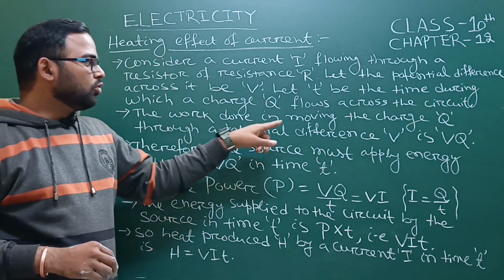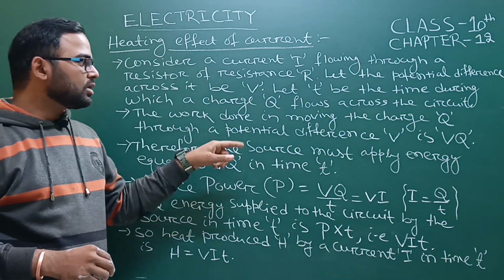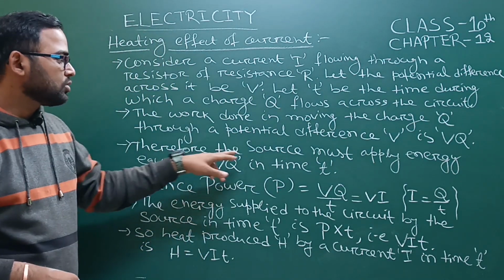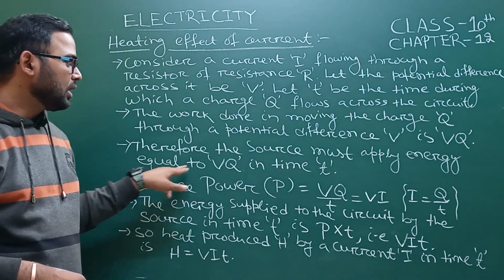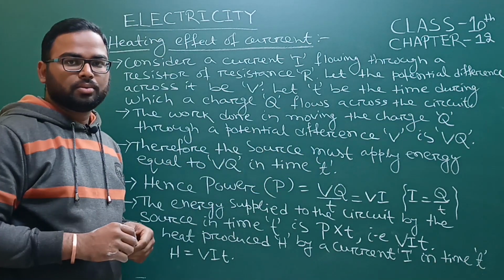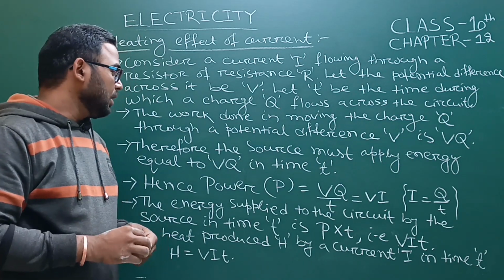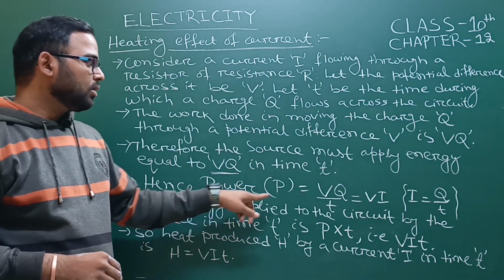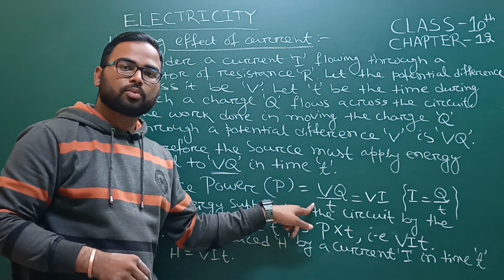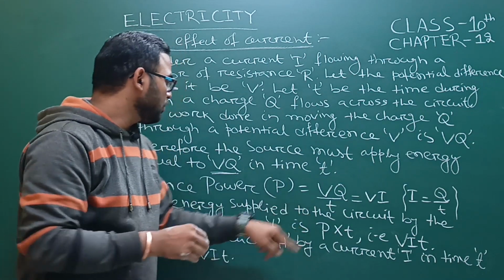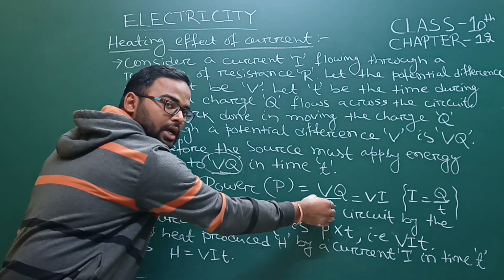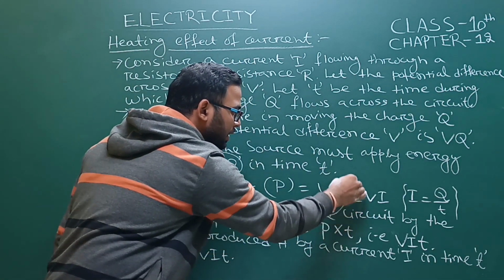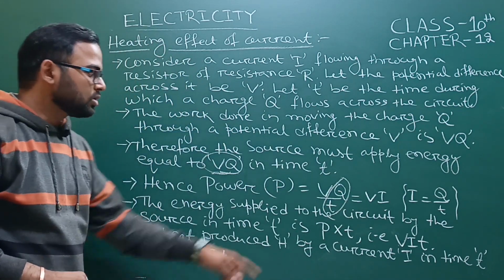The work done in moving the charge Q through a potential difference V is VQ. Therefore the source must apply energy equal to VQ in time T. Hence power will be VQ by T. We know the formula of power is work done by time. So our work done is VQ upon time. That is equal to VI, because we know that Q by T is current.